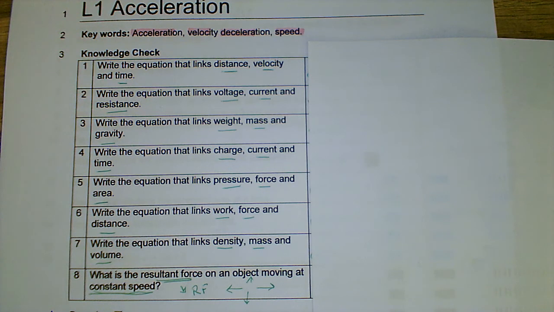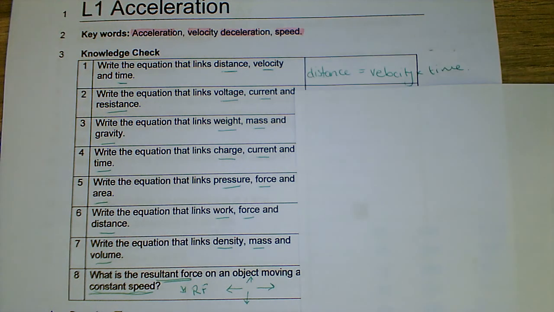Okay, hopefully you've managed to make your way through that knowledge check. These equations, you do need to know them, and you do need to be able to rearrange them, as they will not be provided for you on the physics equation sheet during your exam or test. The equation that links distance, velocity and time: distance equals velocity times time, or you could have velocity equals distance over time, or time equals distance over velocity.